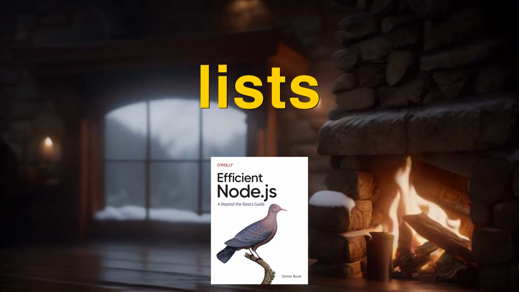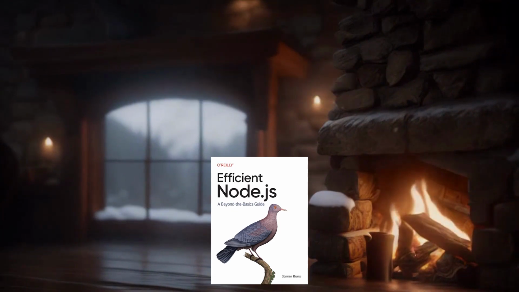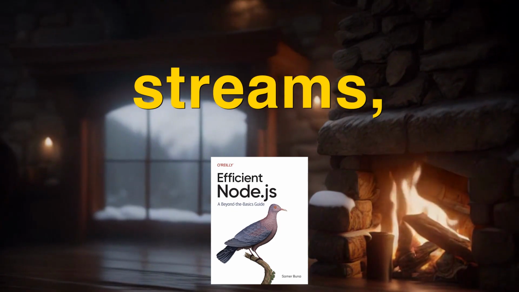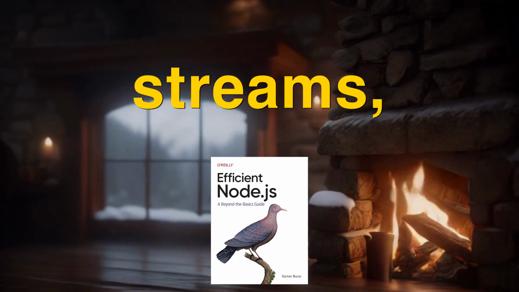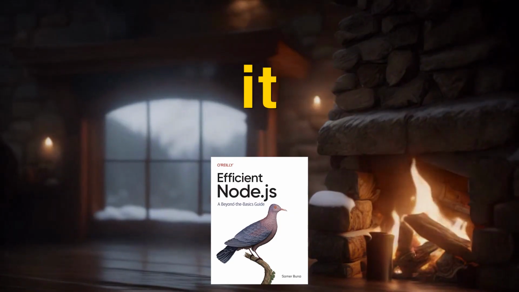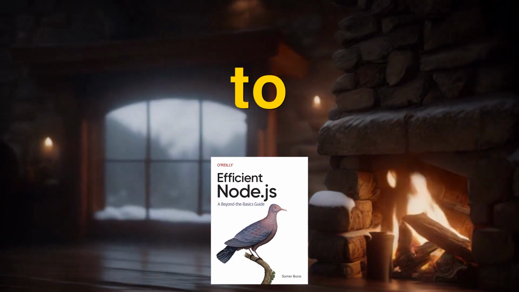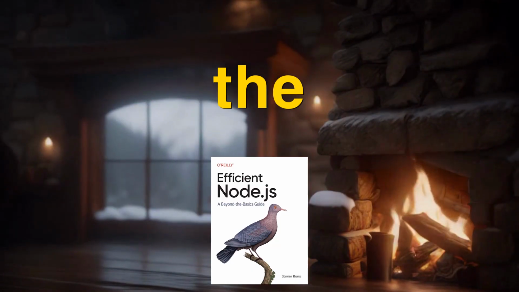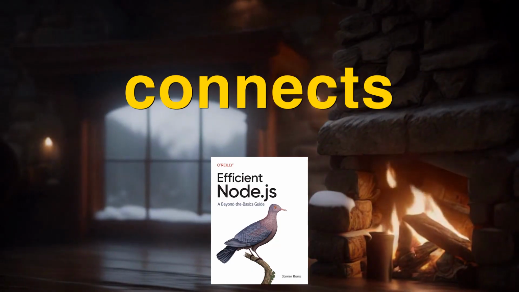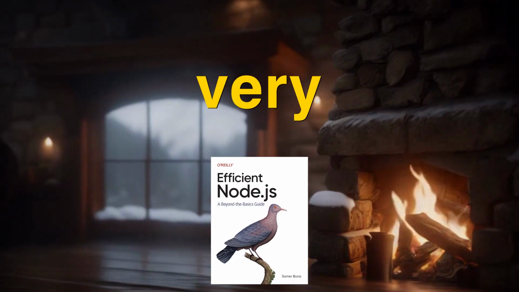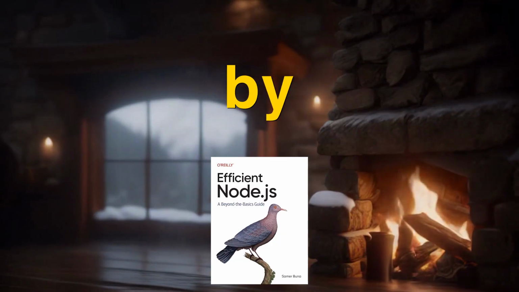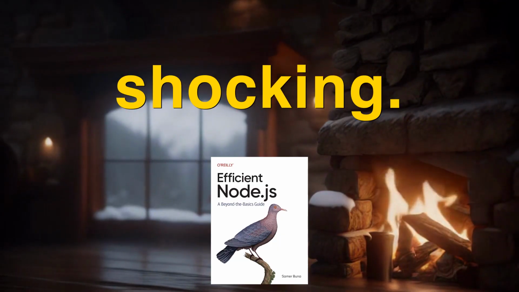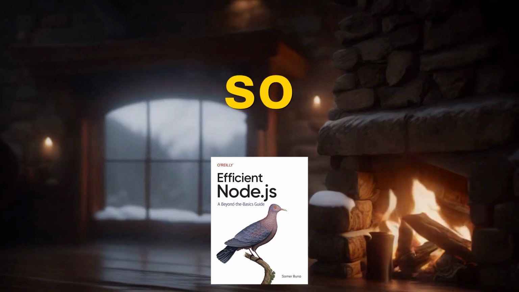Exactly. The book lists 4 types: readable streams, which produce data; writable streams, which consume data; duplex, which can do both; and transform streams, which can modify data as it passes through. And is there an easy way to use them? The author highly recommends the pipeline method. It's a function that connects streams together and, very importantly, handles all the errors automatically, which can be difficult to do by hand. That difference in memory is shocking. It really shows why this knowledge is so vital.